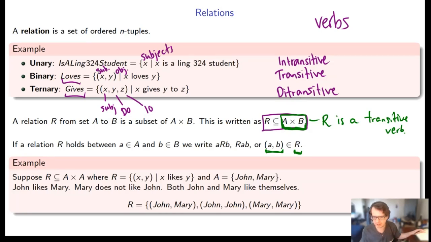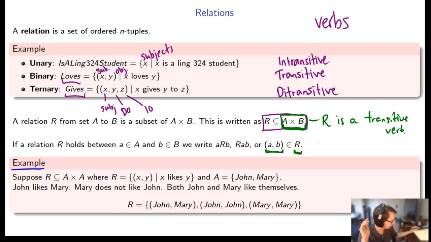Here's an actual example with natural language. Suppose we have some relation. We're just calling this an abstract relation. I'm not going to use actual verb names here. We're saying R is a subset of A cross A. So R is a relation looking for pairs X, Y, where X likes Y. This is like a transitive verb, looking for likers and likeys. And A has two people in it, John and Mary. So we're looking at this mini universe with two people, John and Mary, and we're looking at the verb likes. And here's a description of our little universe.